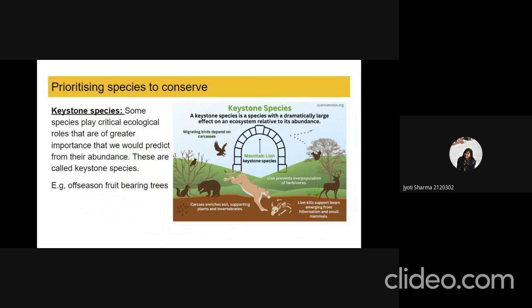Most of the time the top predators are the keystone species. The definition of keystone species is: species that play a critical ecological role of greater importance than we would predict from their abundance. So the first priority is that we have to conserve the keystone species.